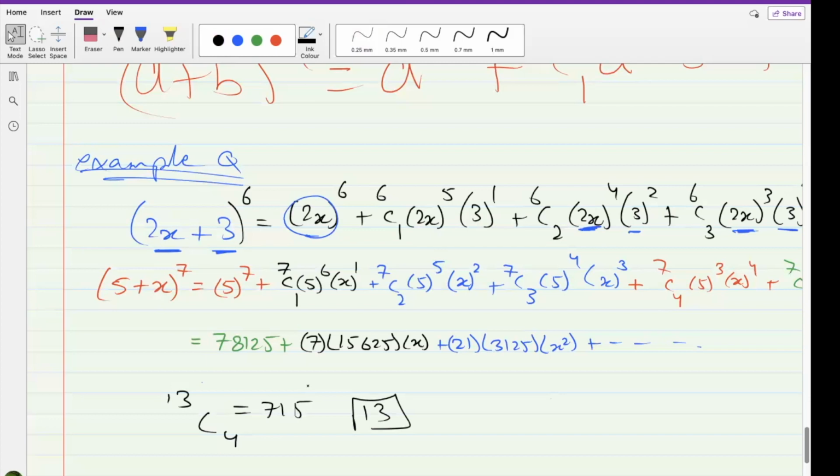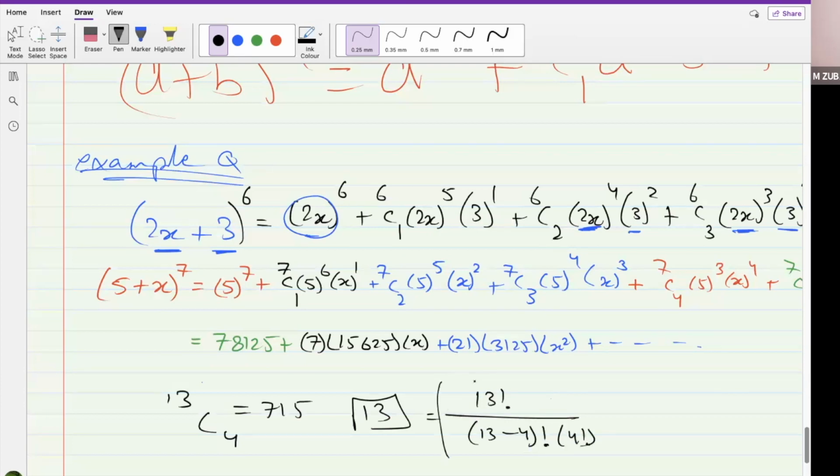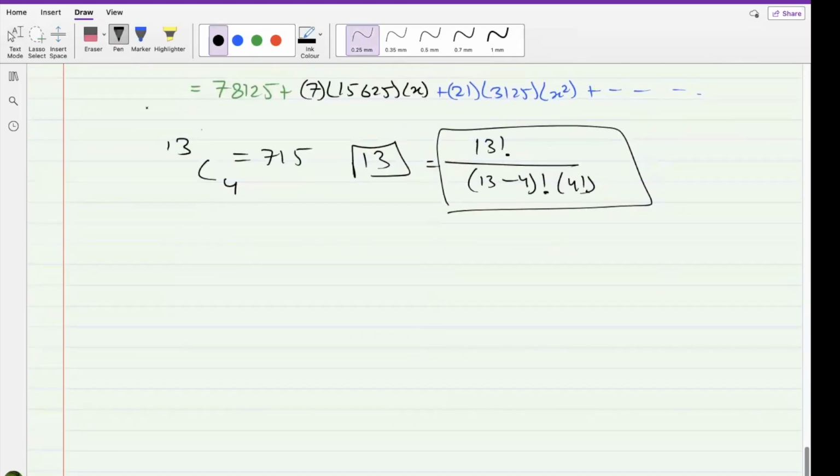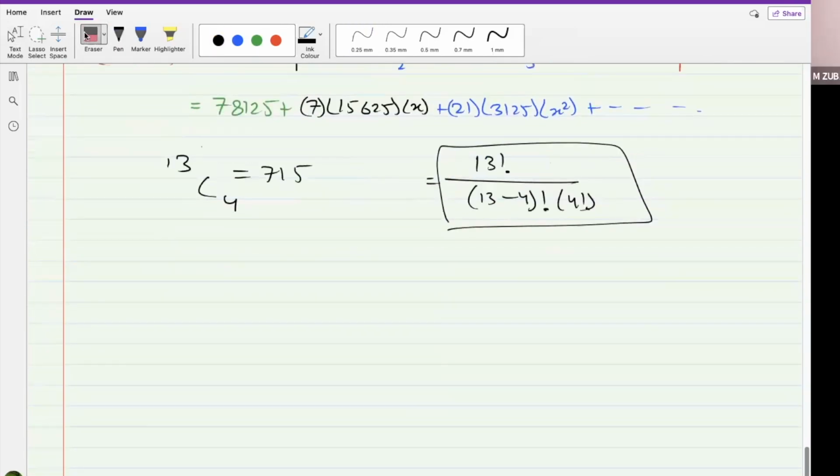How does it work out 715? The calculator works it out this way. It is solving 13 factorial over (13 minus 4) factorial times 4 factorial. The calculator is working this formula for you. Okay. Now let's try a few questions.